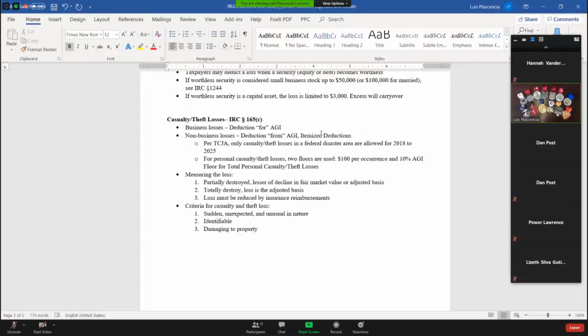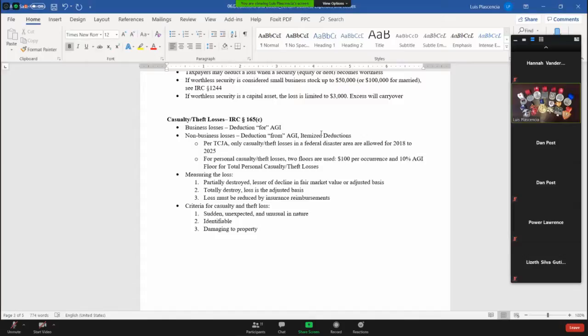So think of the hurricanes, any earthquakes. Again, it has to be declared by Congress that it is a disaster area. There's a couple of floors in terms of applying it. And this is just for personal losses. For business losses, there's no floors. For non-business losses, personal losses, there's two floors.